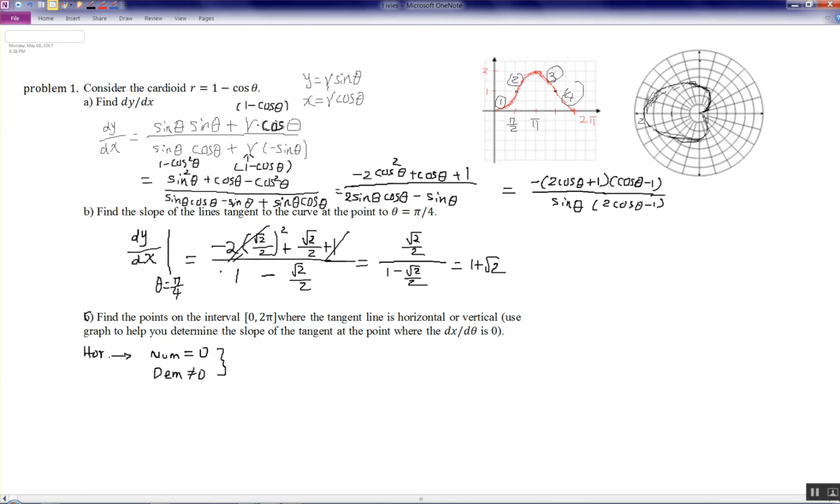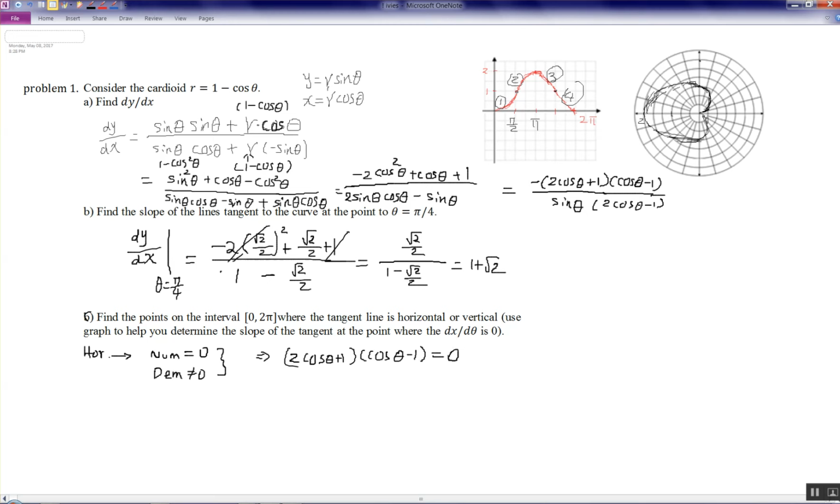And let's take a look at the numerator of the dy/dx, which is this guy. That's why I did a little preparation when we did part 1. So set the numerator to 0, and let's see what happens. Which means 2 cosine theta plus 1 times cosine theta minus 1 equals 0.